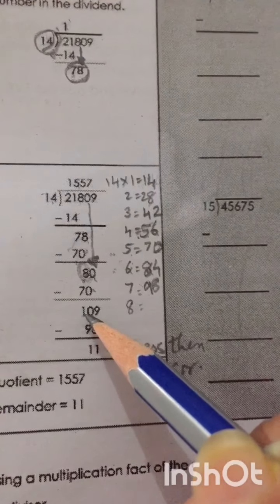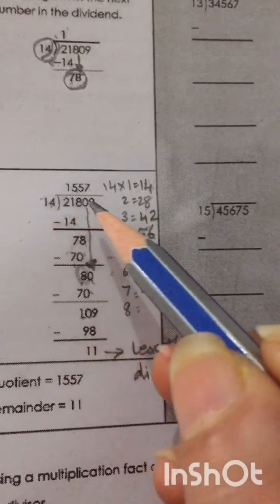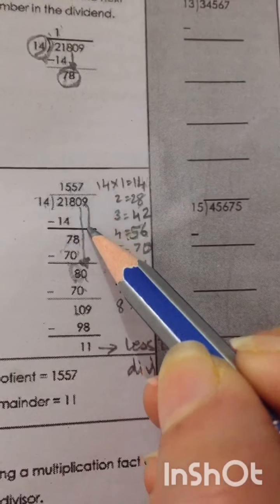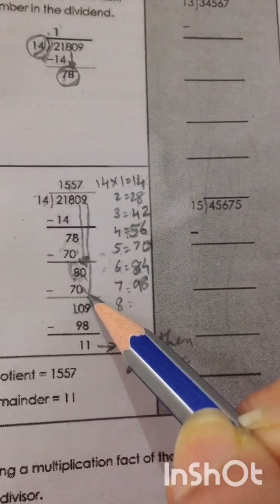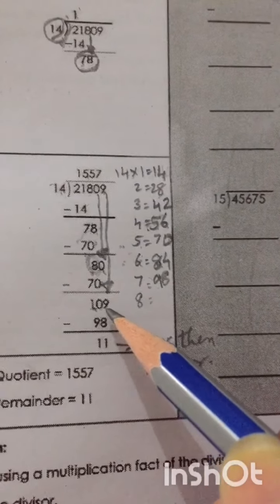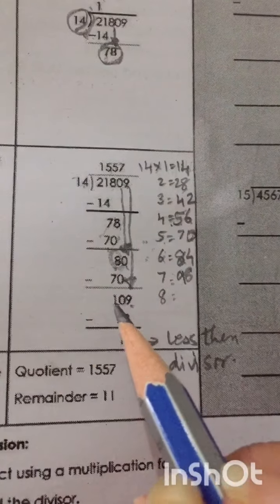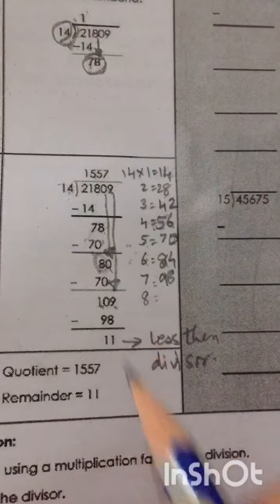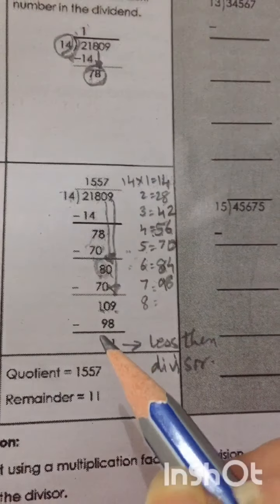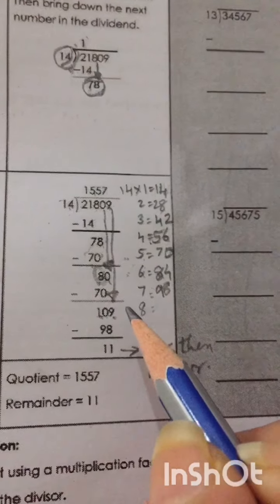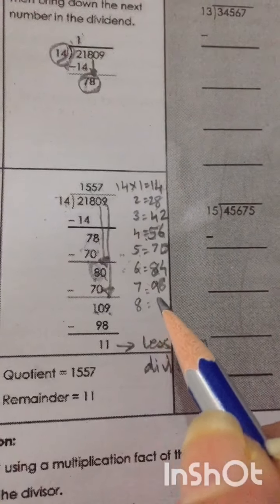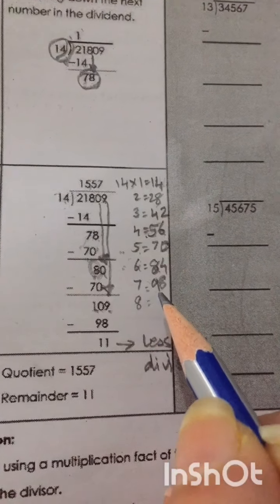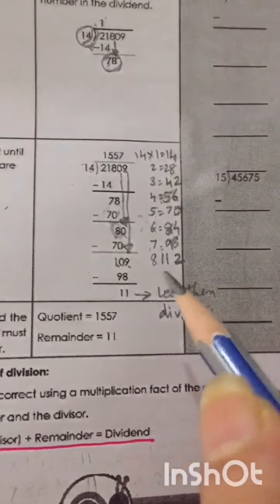Now 10 is smaller than 14. So again I take the next number from here, 9. So now it is 109. So 109 is bigger than 14. So 109 goes in which table? We have to see which number multiplied by 14 gets close to it. So we will go on multiplying.